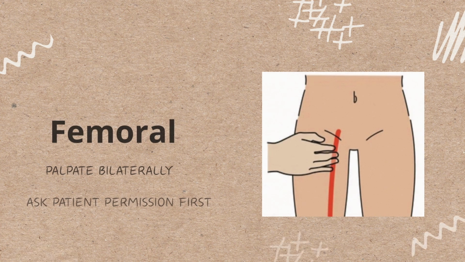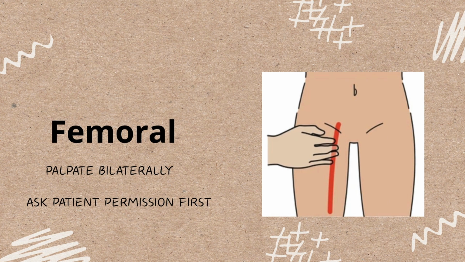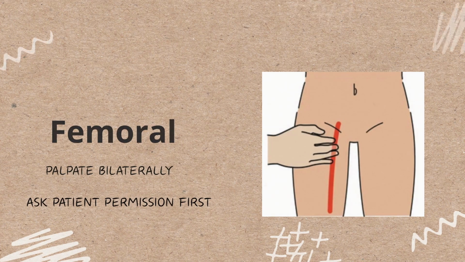For the femoral pulse, first you want to ask the patient's permission. You also will palpate these bilaterally, and they're in the hip crease of the patient.